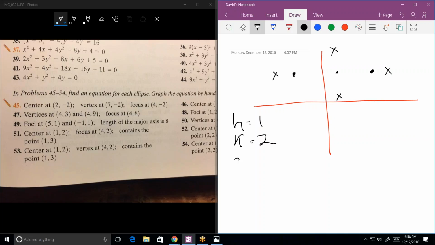A, let's see, we know the focus, and it contains the point 1, 3. So they're not giving us much here. It contains the point 1, 3. So our general equation is x minus, let's fill in as much as we know.